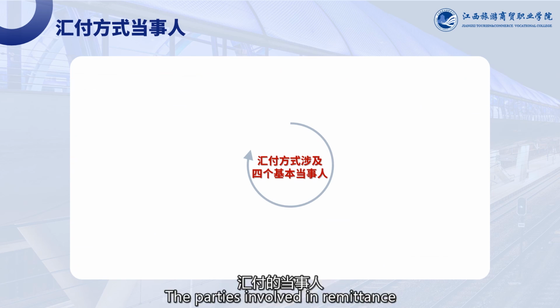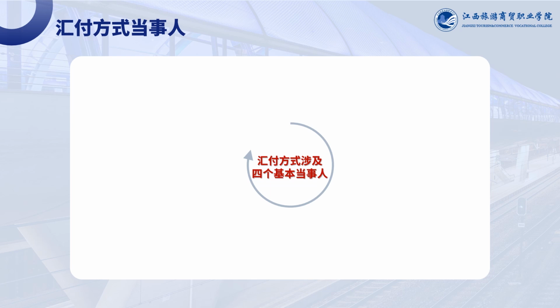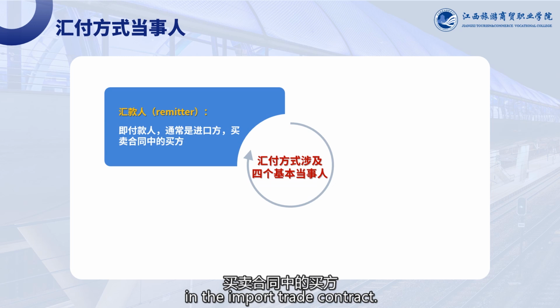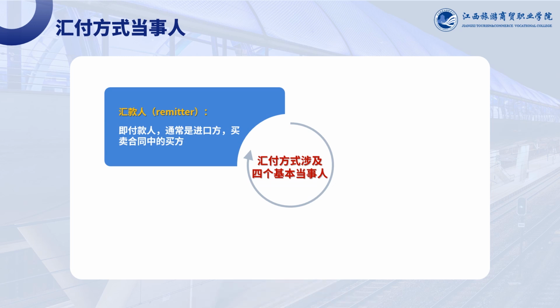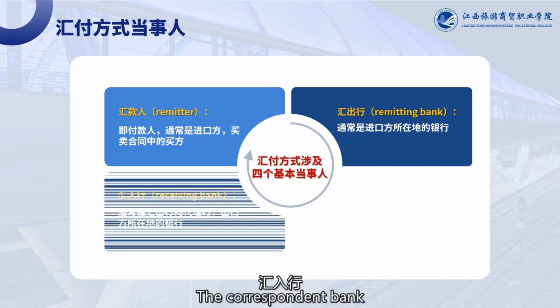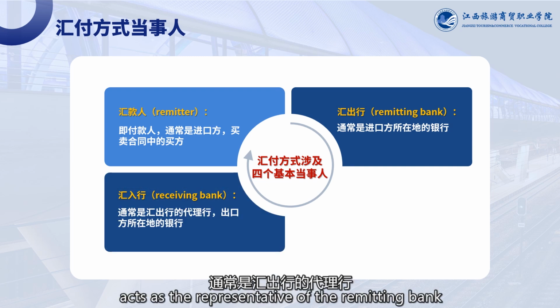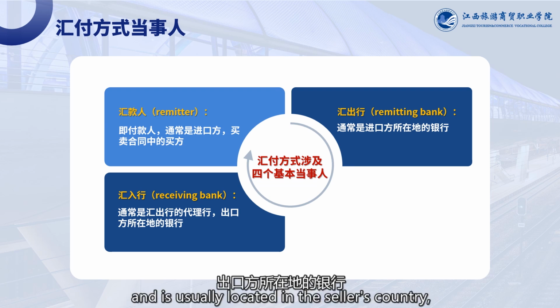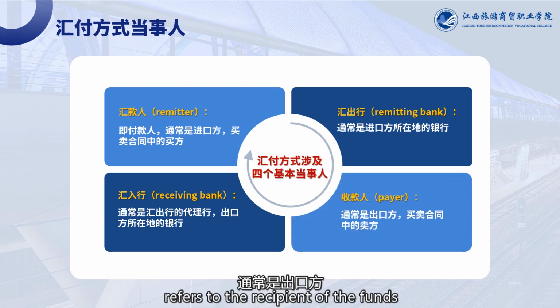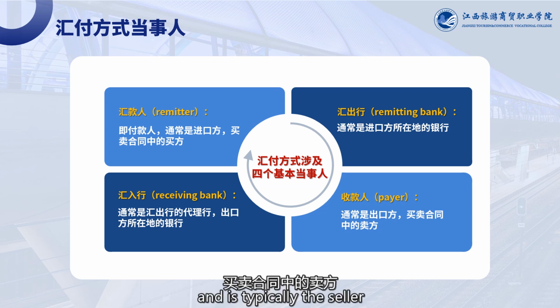The parties involved in remittance are as follows. The remitter refers to the payer, usually the buyer, in the import trade contract. The remitting bank is typically located in the buyer's country in the import transaction. The correspondent bank acts as the representative of the remitting bank and is usually located in the seller's country, serving as a bank for the exporter. The payee refers to the recipient of the funds and is typically the seller in the export trade contracts.